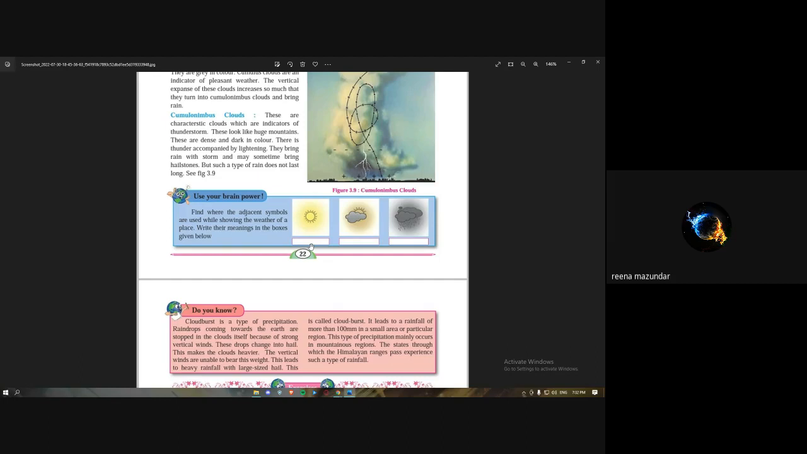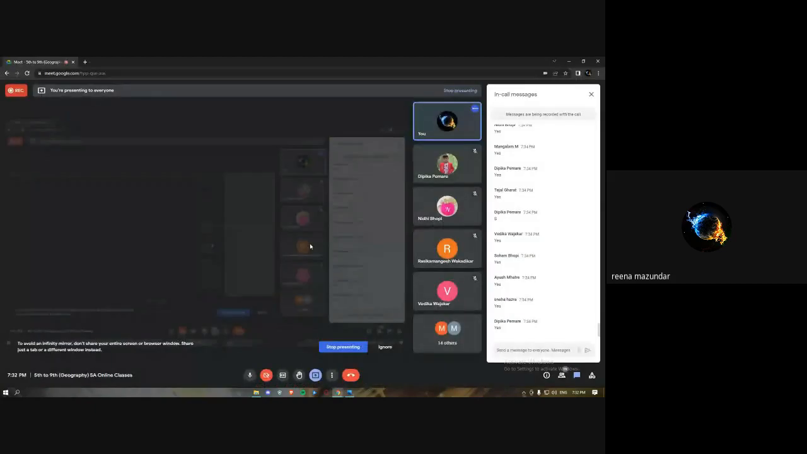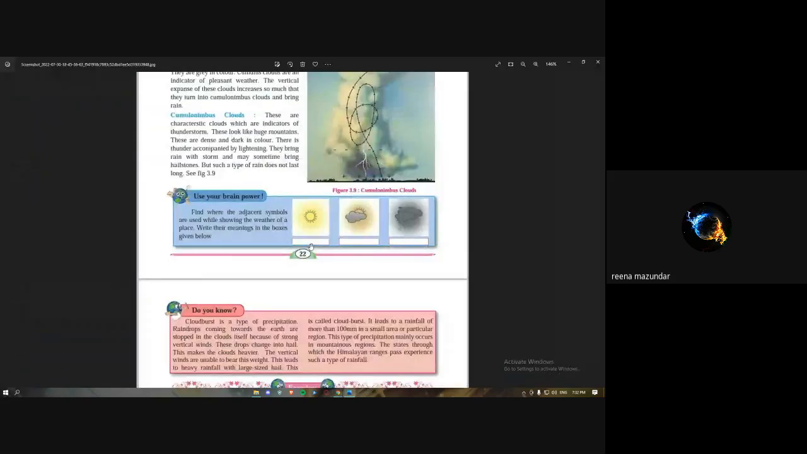I think all of you have taken the screenshot of this particular point, cloud burst. Okay, everyone has taken that. So I think the cloud topic is a little bit clear with everyone.